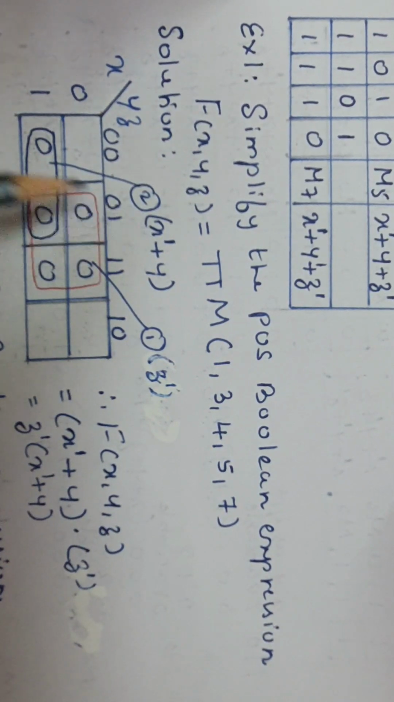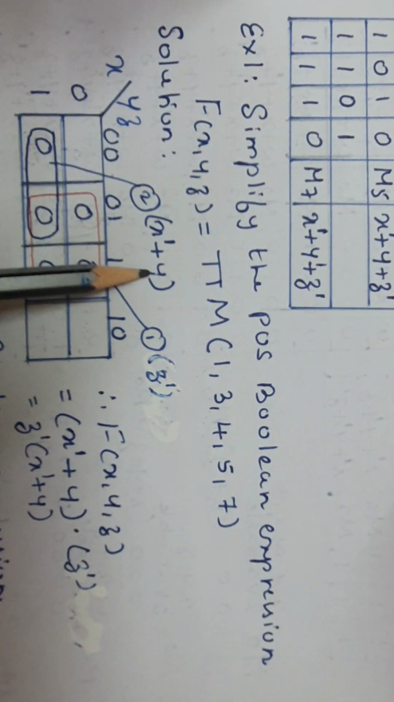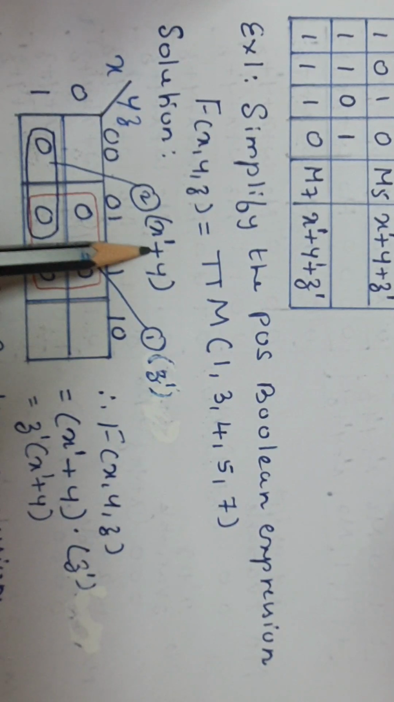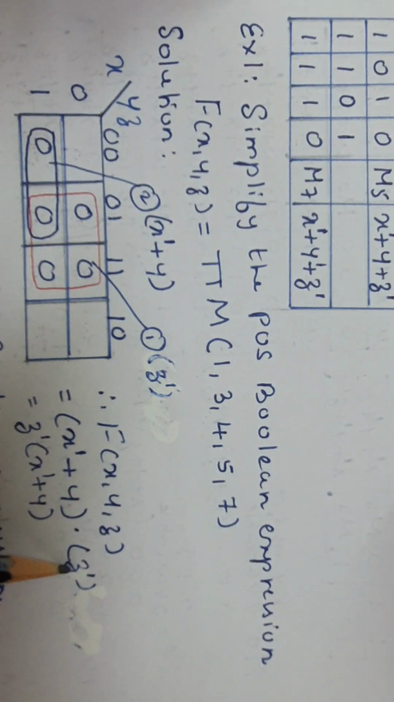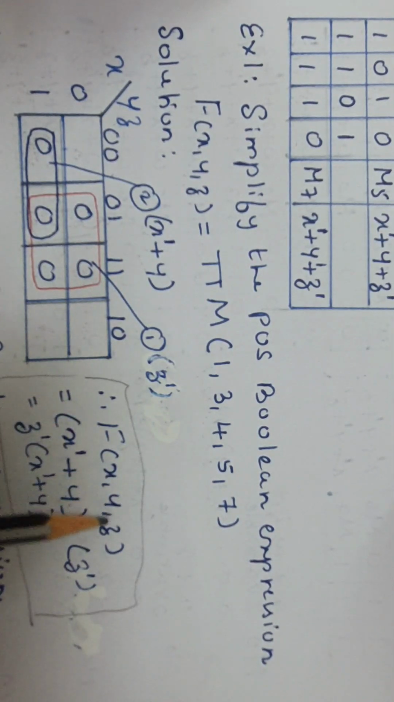So x dash is row wise common in second group, y is column wise common, plus term here. We are solving with max terms, right? With these two, we will write the final expression. So the simplified expression is f of x, y, z is equal to this one x dash plus y and this one z dash. Or we may write it the other way. Both are one and the same. So the solution is f of x, y, z is equal to, in bracket, x dash OR with y, bracket complete. That is logically ANDed with z dash.